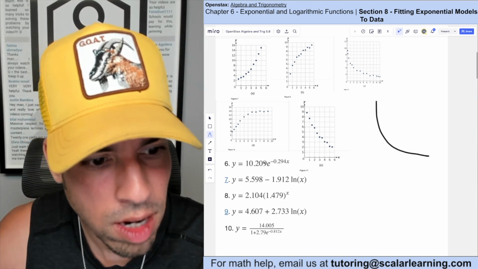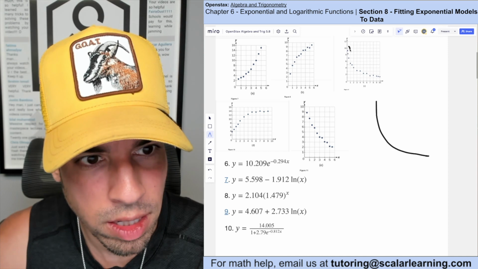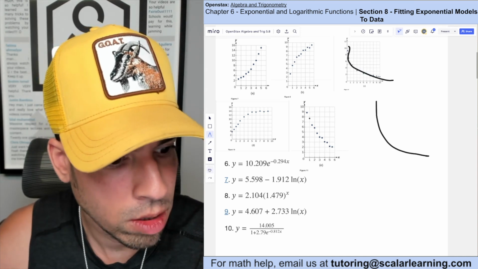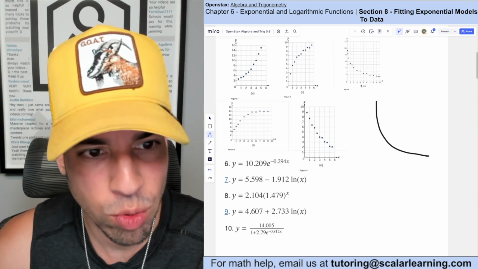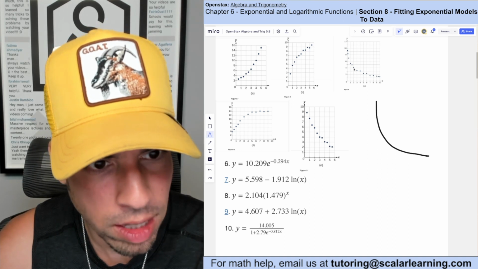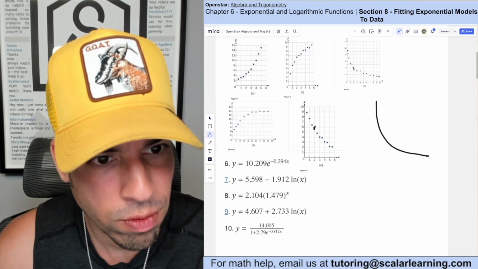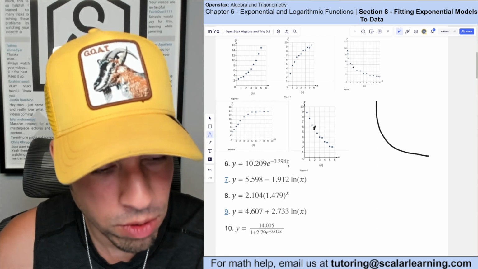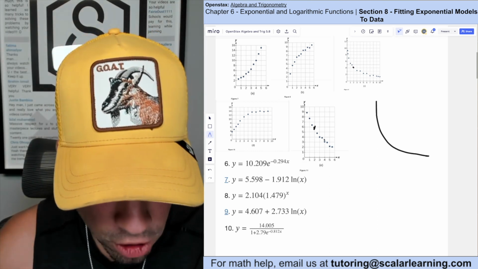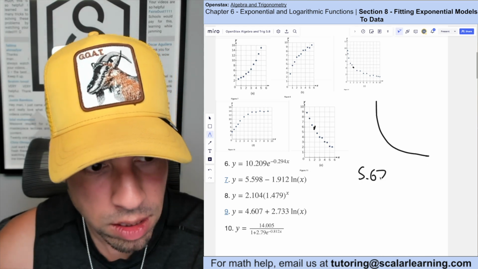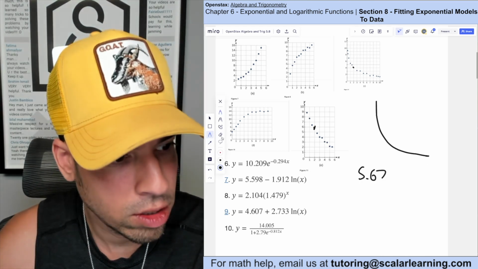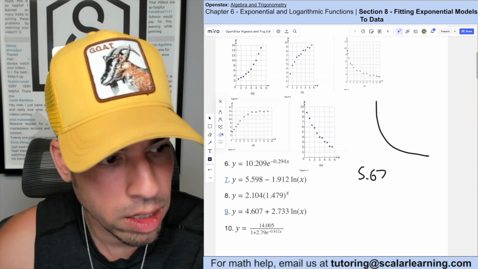So number 6 is either going to be C or E, right? These have those correct shapes. But we're going to have to differentiate between the two. And I see there's a pretty big difference at the 2 value, right? Here, 2 is 6. Here, 2 is 4. So let's plug and chug 2 in for x. And when I plug it in, I'm actually getting 5.67. So that's sure looking like E. So on that basis, I'm going to go with E for number 6.